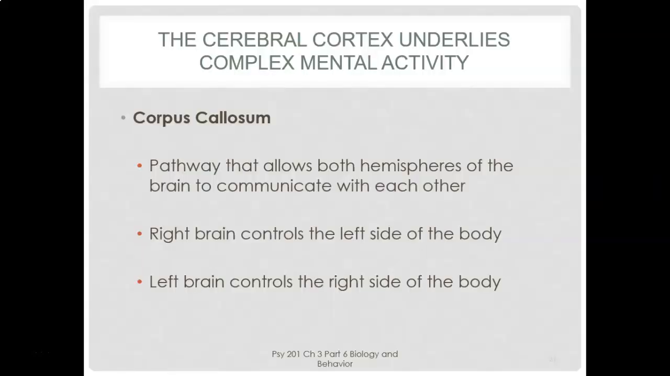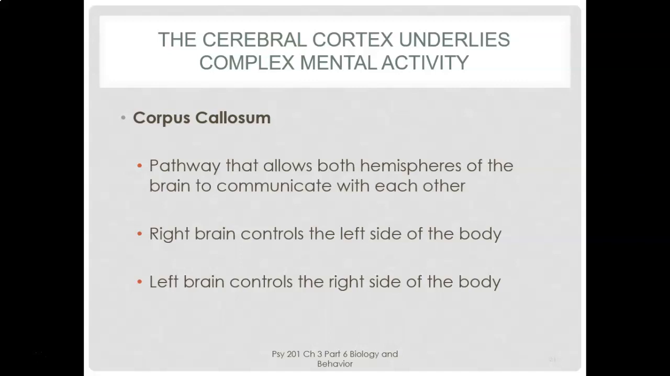And then we get to the corpus callosum. The corpus callosum is a pathway that allows both hemispheres of the brain to communicate with each other. So, as I have discussed, we have two brains, basically. We have the right hemisphere and the left hemisphere. These two hemispheres need the corpus callosum to transmit information from one hemisphere to the other. This is the part of the brain that joins the two hemispheres together.